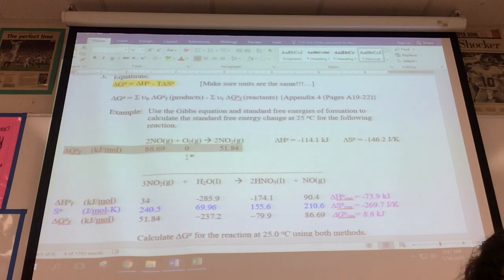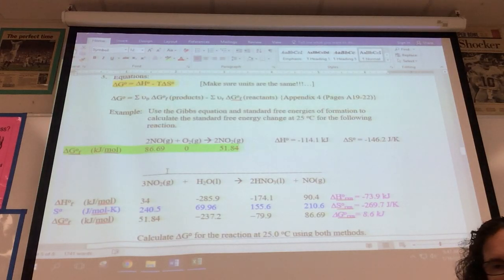Wait, which values are we writing down? The ones that are highlighted in gray. Okay. Or here's green. Oh, just like for the example. Yeah.